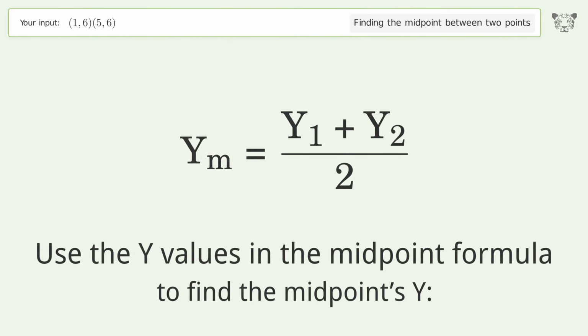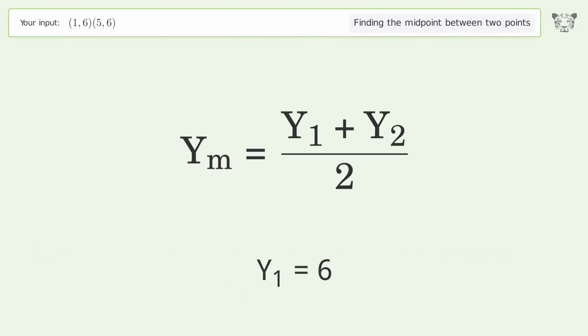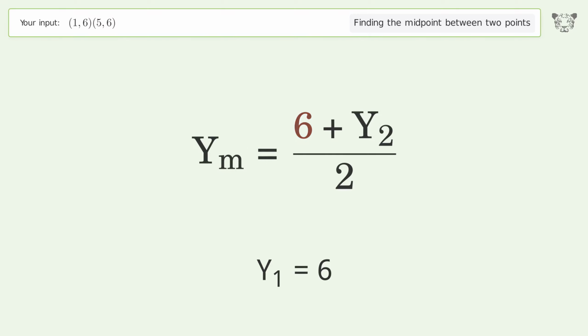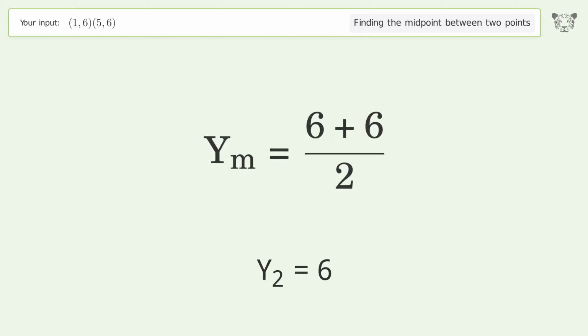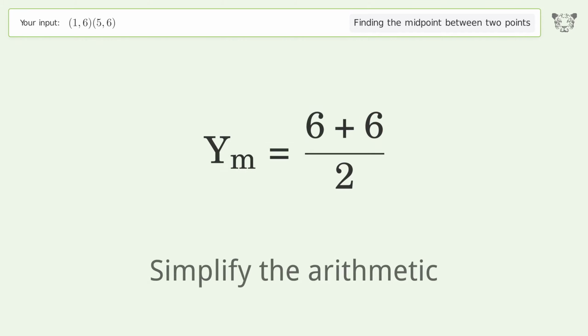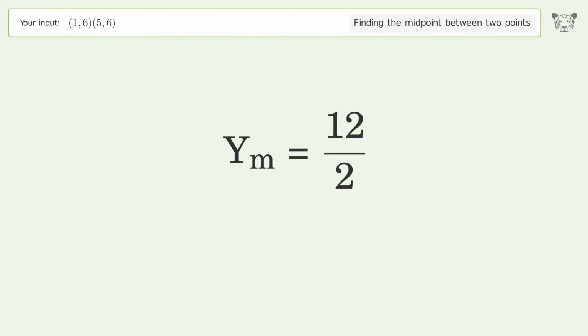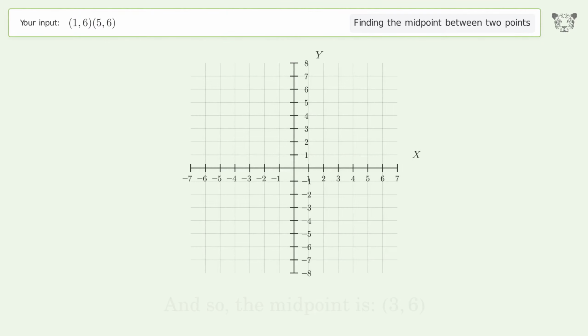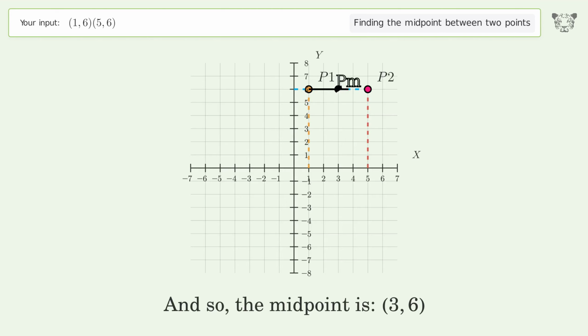Use the y values in the midpoint formula to find the midpoints y. y1 equals 6. y2 equals 6. Simplify the arithmetic. And so, the midpoint is 3,6.